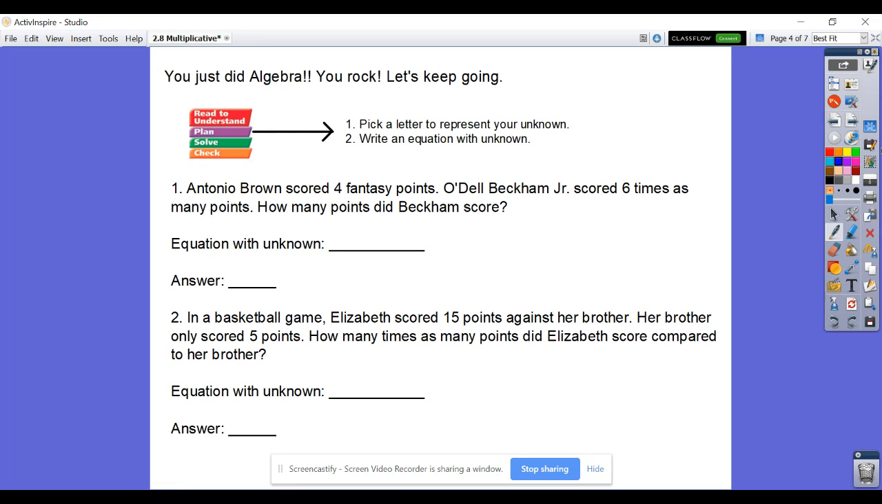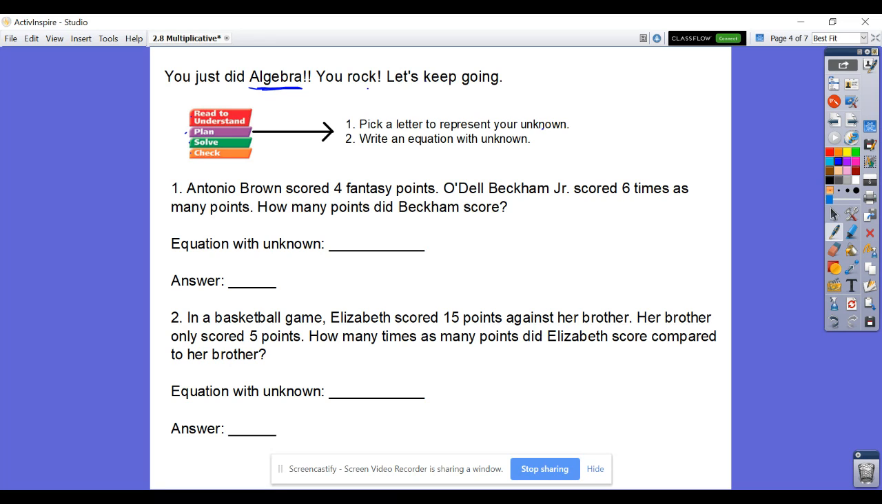Guess what? You just did algebra. A lot of people don't do algebra until high school. You just did it in 4th grade. You rock. Let's keep going. Now we're going to take those multiplicative comparisons and put them into word problems. So we still have our normal steps to problem solving when we have a word problem, but this time when we make a plan, part of your plan has to be to pick a letter to represent your unknown and to write an equation with that unknown.